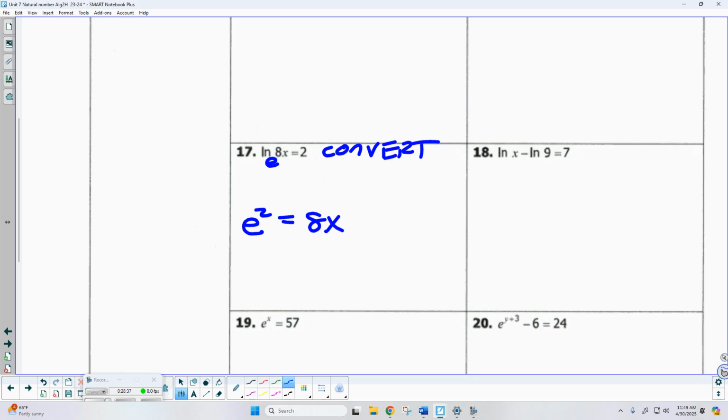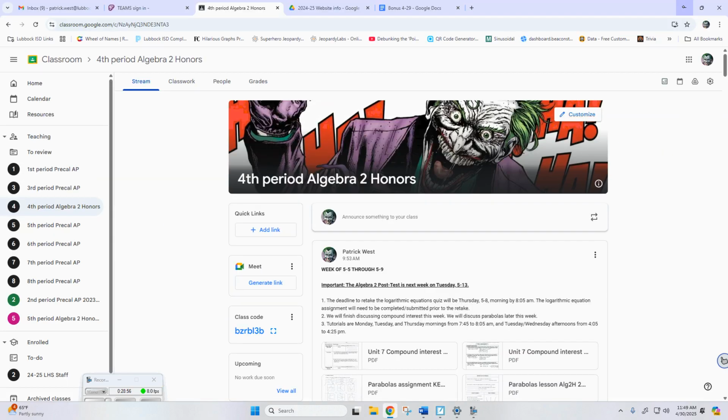Okay. So how am I going to solve this? Like, what would I do to get x by itself? I divide by 8, right? So what I need to do is figure out what e squared is, and then just divide that by 8. So this is what we're going to do. It's going to come on over to the calculator, which I do not have up. Okay, give me 1 second.